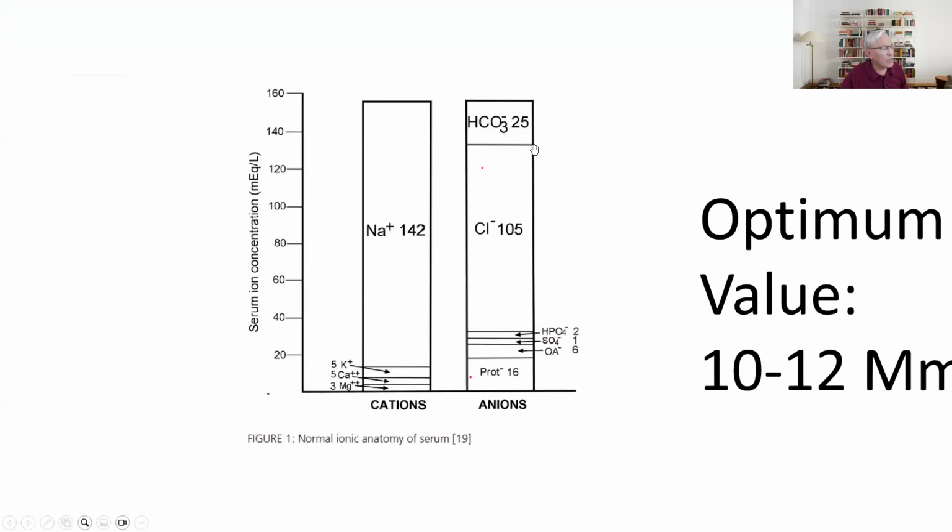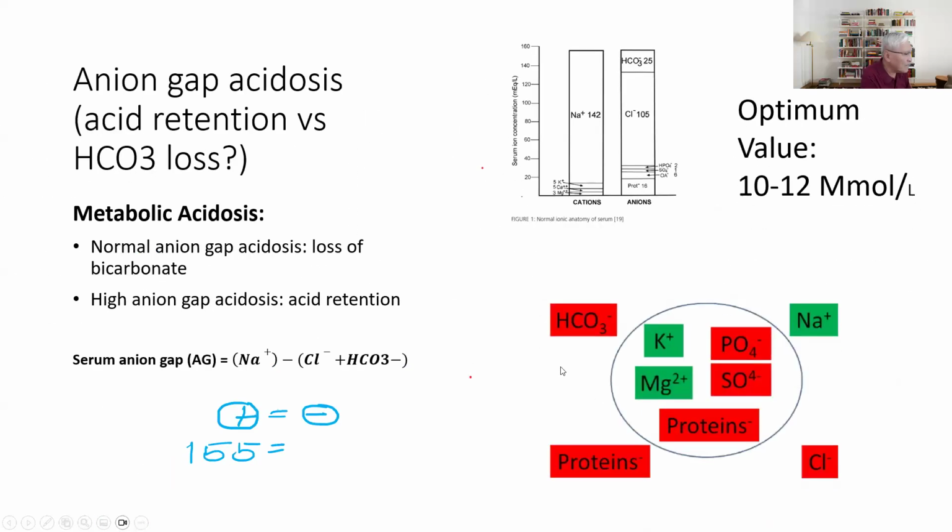Notice also the number of anions. Anions are your negatively charged ions, 105 plus 25, 130, plus 6, 7, 8, and 16, that's also 155, okay? So in the body, we usually have equal numbers of anions to cations. Do you understand that so far? Yes. Okay, great.